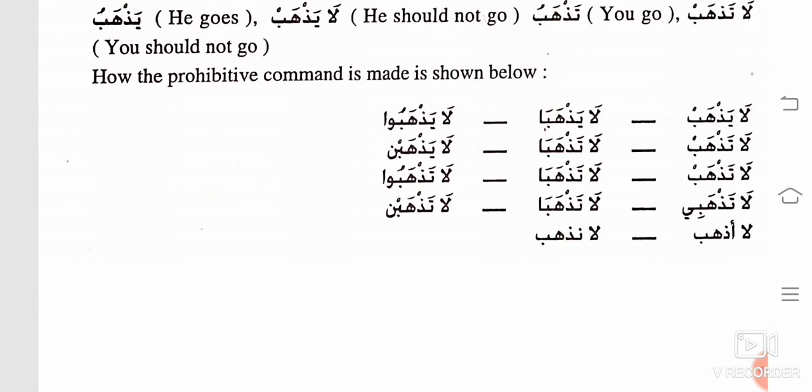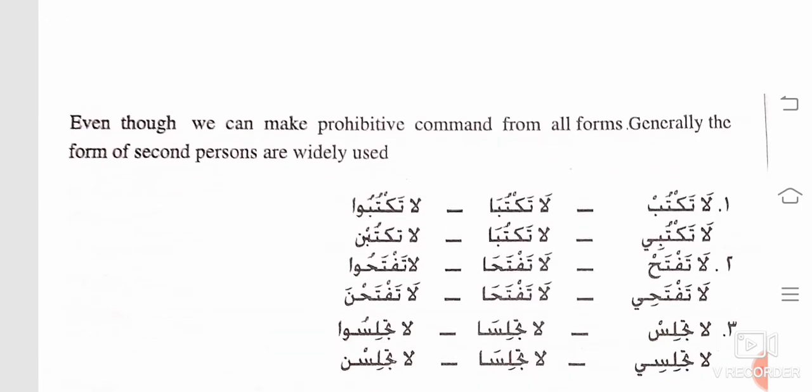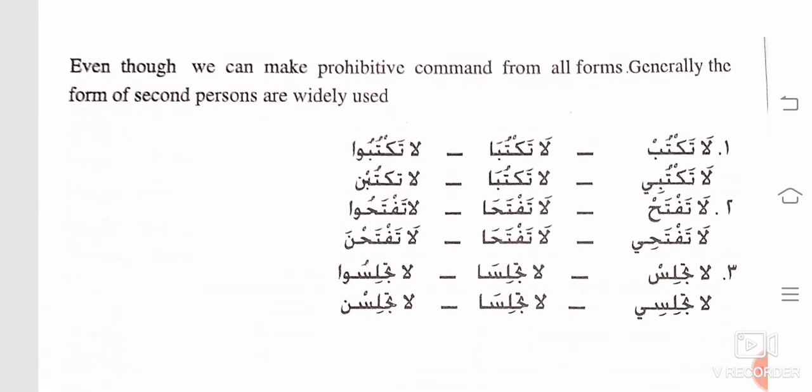So these are the forms of prohibitive command. Even though we can make a prohibitive command from all forms, generally the forms of second person are widely used.